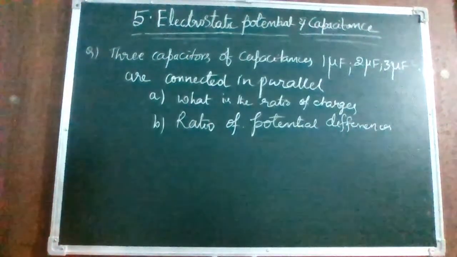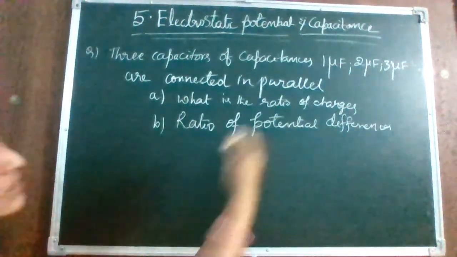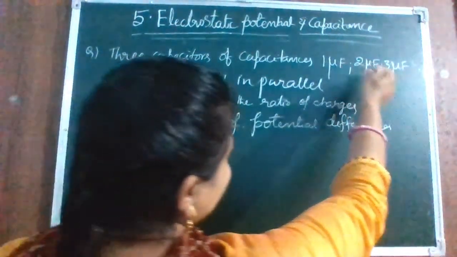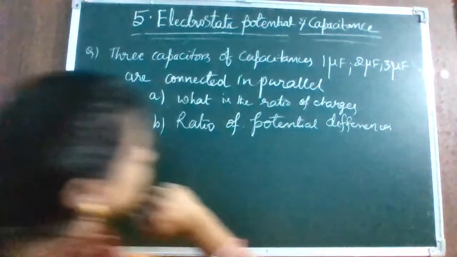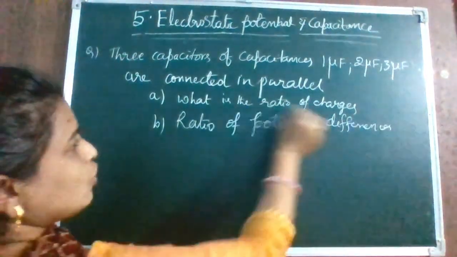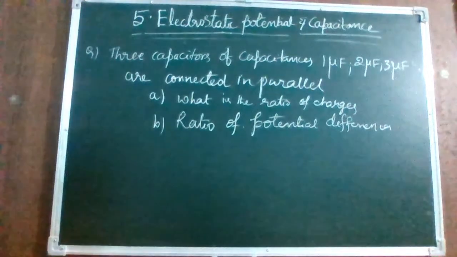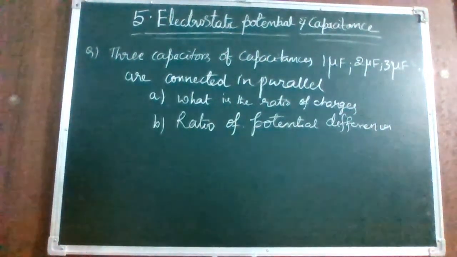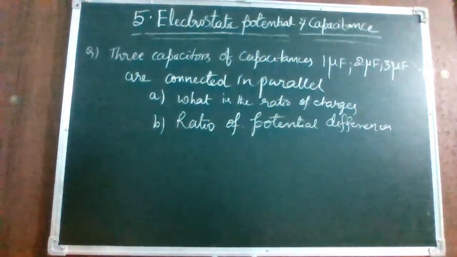This is one of the problems related to capacitors. Capacitors of capacitances 1 μF, 2 μF and 3 μF are connected in parallel. He asked, what is the ratio of charges? We have the formula Q equals C V.